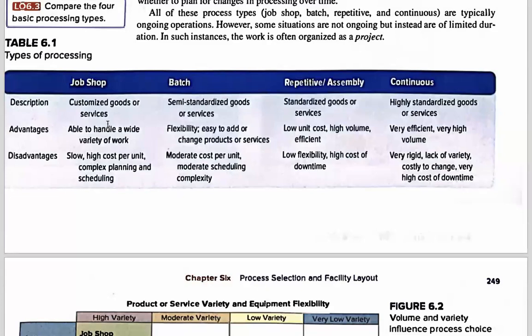And the advantage is that they're able to handle a wide variety of work. The disadvantage is that it's slow because they're only dealing with one customer at a time. Cost is relatively high, and it also requires complex planning and scheduling. Many times you have to develop an app. If you want to get an appointment, sometimes it's very difficult to get one. Then batch is semi-standardized goods or services.